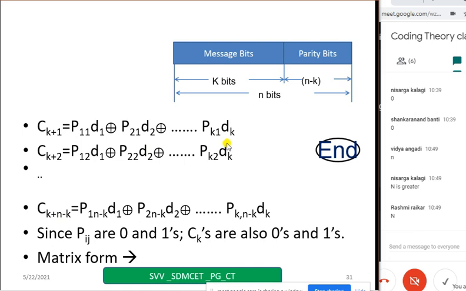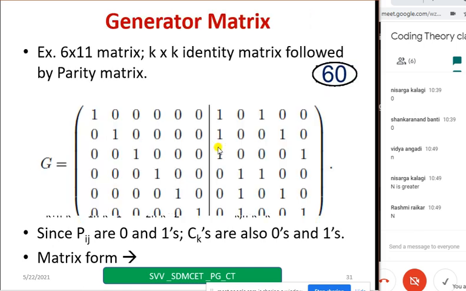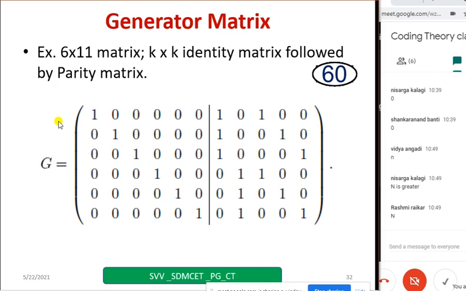Let me go to the next slide. How can we write the matrix form? If the bits are 6, for example, I'll take 1, 2, 3, 4, 5, 6. I'll take an identity matrix, 6 by 6, followed by a parity matrix. Copy down this one example. Using this, we see how we can write the equations, or if the equations are given, how we can write the matrix. That we'll see in the next slide.